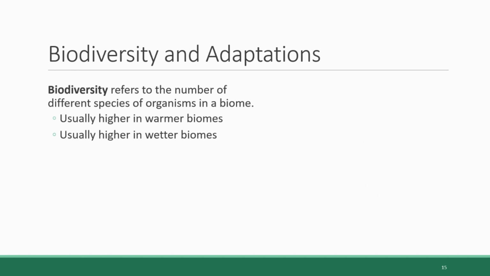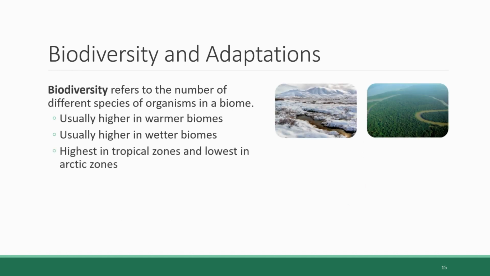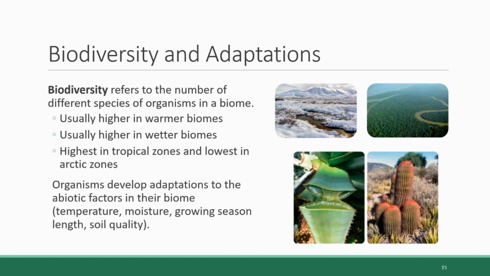Therefore, in line with what we know now about the characteristics of the Earth's different regions, biodiversity is the highest in tropical zones, especially tropical rainforests, which are warm and wet, and lowest in Arctic zones, which are cold and dry. But whatever the conditions in a biome, the organisms that live there have to evolve adaptations to those conditions. And they'll adapt to the abiotic, meaning the non-living factors, which include temperature, moisture, the growing season length, and the soil quality.